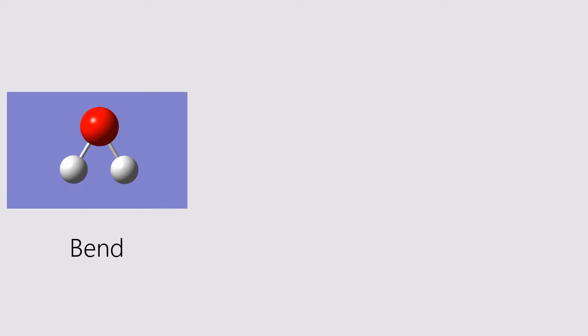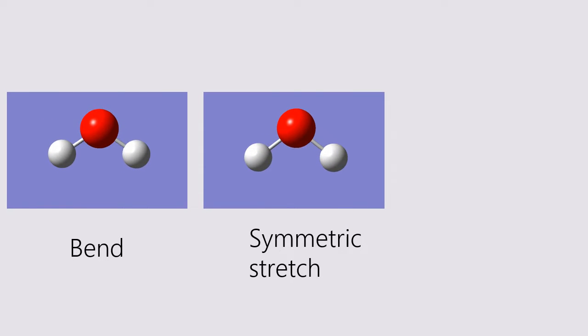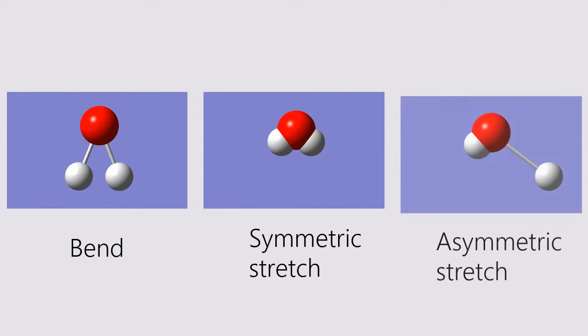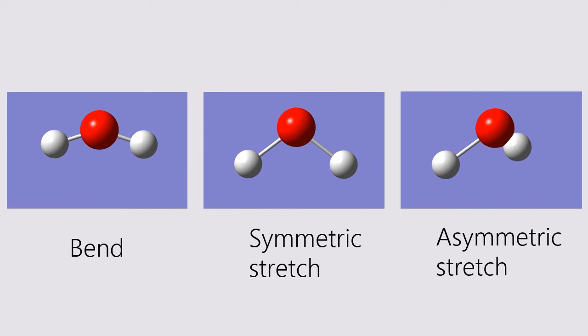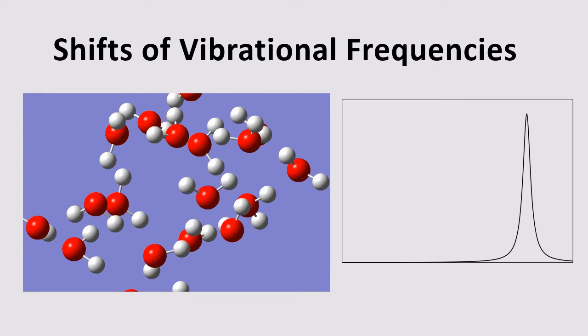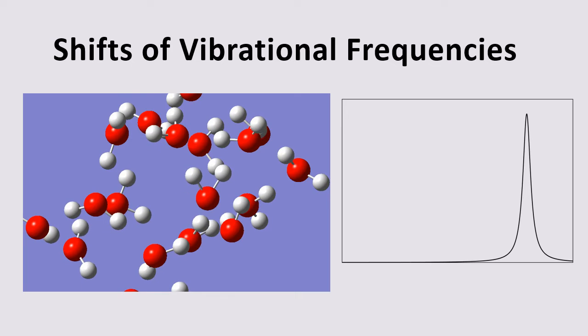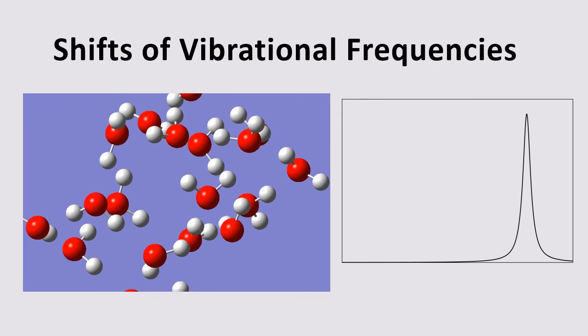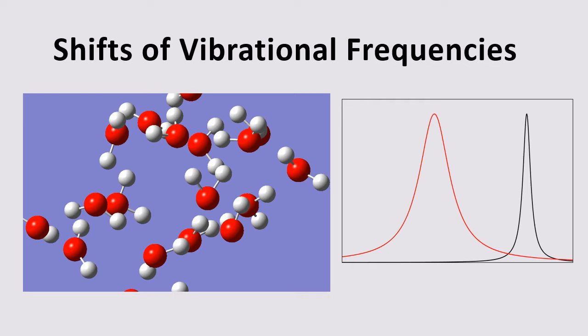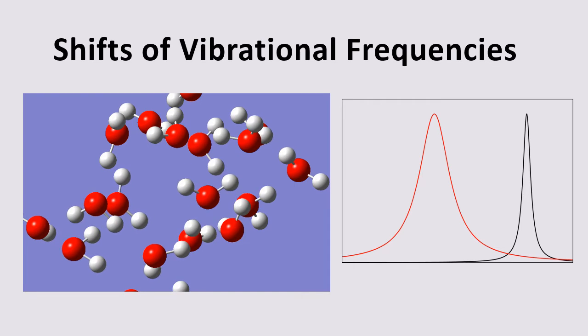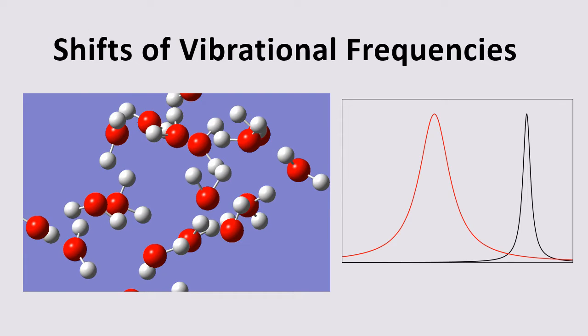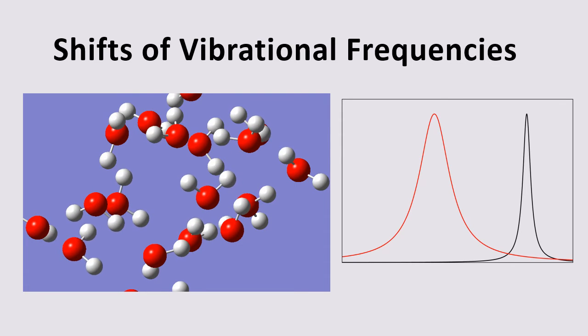A single water molecule has three normal modes: bending, symmetric OH stretch, and asymmetric OH stretch. These vibrational modes give a single peak for an isolated water molecule. But when the water molecule is surrounded by other molecules in liquid or solid phase, the interaction with the surrounding molecules makes the vibrational peak shifted, and the width of the peak is also changed.